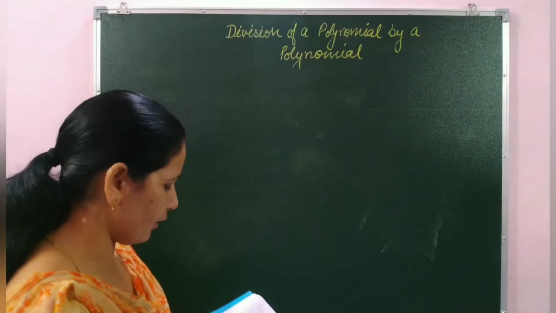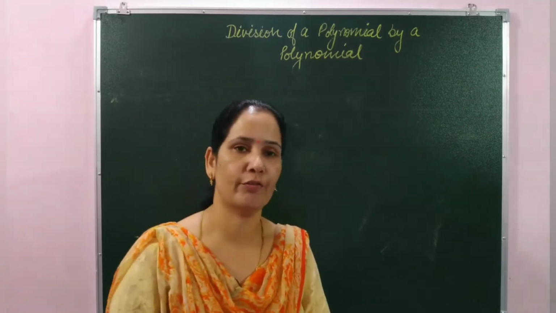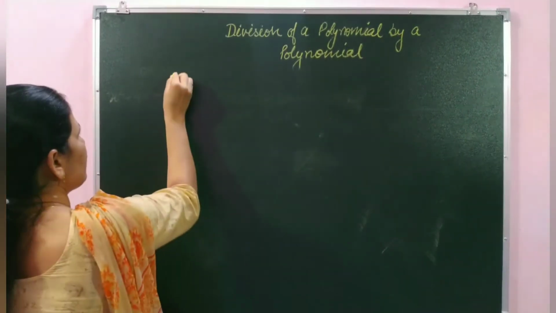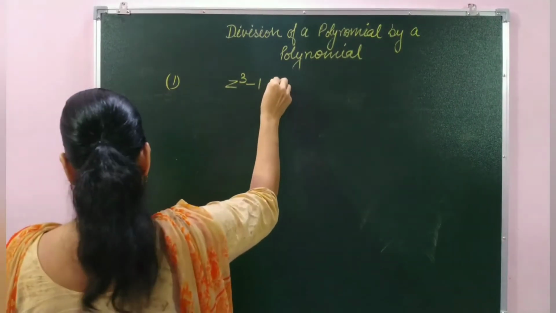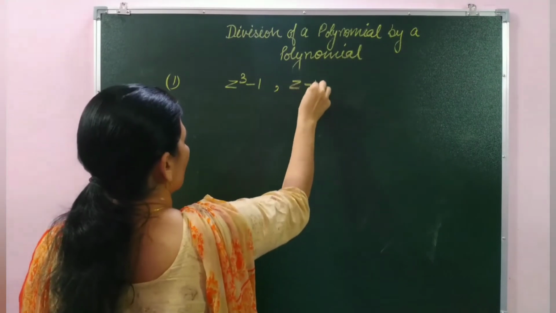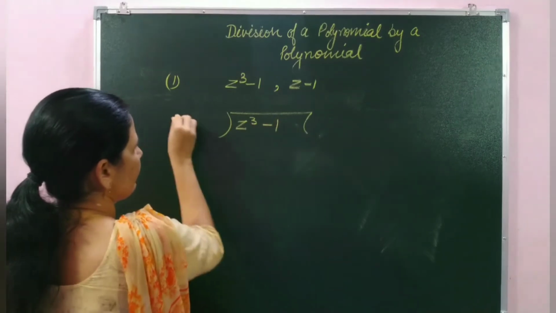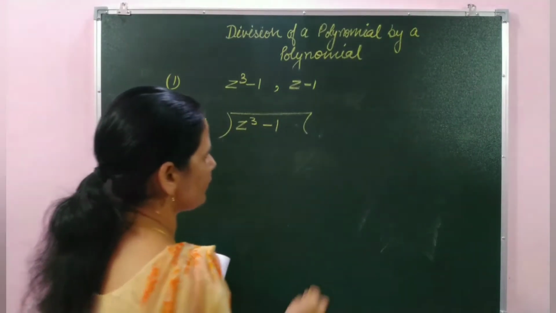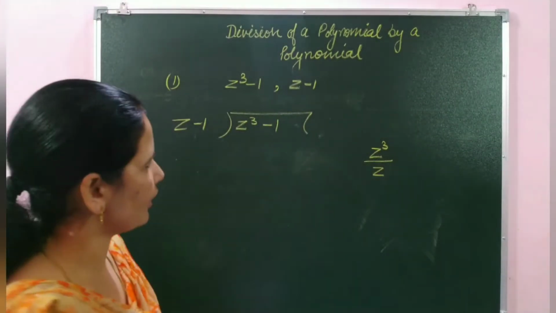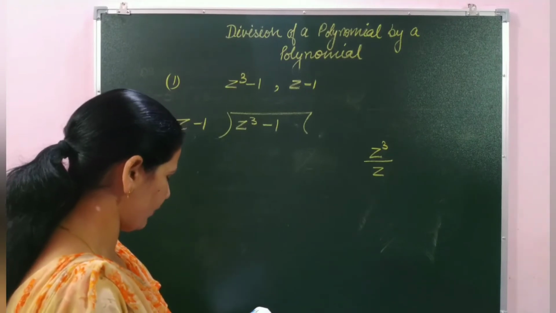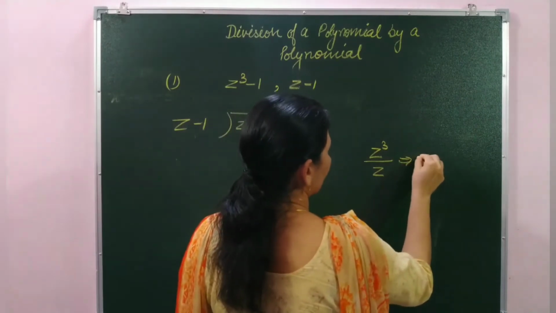Question number 4: divide the first expression by the second expression and write the quotient and the remainder in each of the following. So let's take the first part, z cube minus 1 divided by z minus 1. So let's start. Students, first of all, if z cube is divided by z, then what answer do we get? We get z square. So here we will write z square.